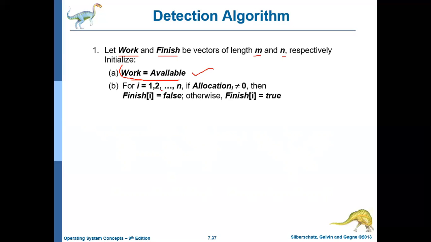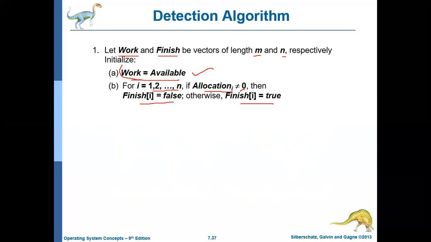And then for i equal to 1 to n, for all processes. There we numbered the processes from 0 to n minus 1, here we are numbering from 1 to n. Okay. If allocation of i is not equal to 0, allocation contains how many resources are currently allocated to process i. So allocation of i means for the process i, is there any resource currently allocated or not? If some resource is already allocated, it means the process is working. It has not yet finished. So finish of i is equal to false. Otherwise, we are setting finish of i to true.